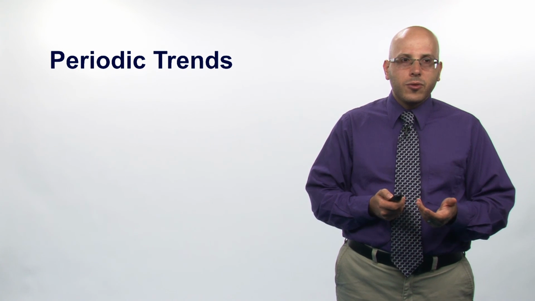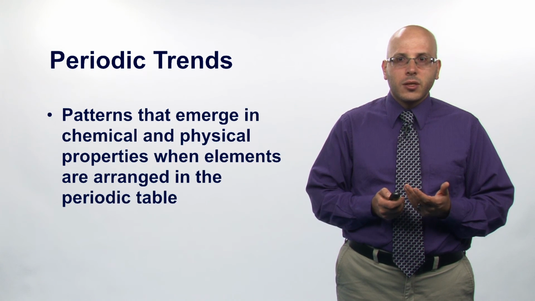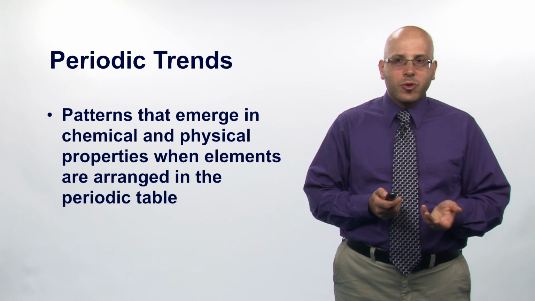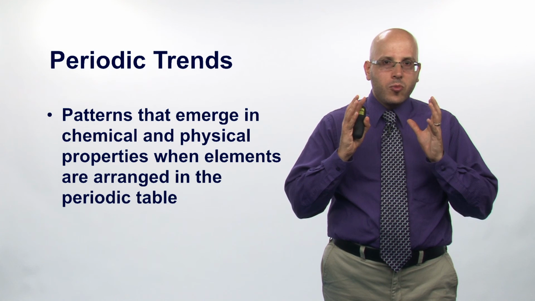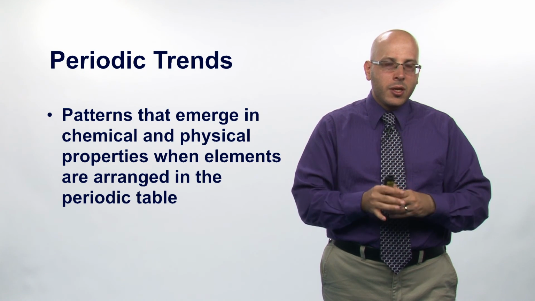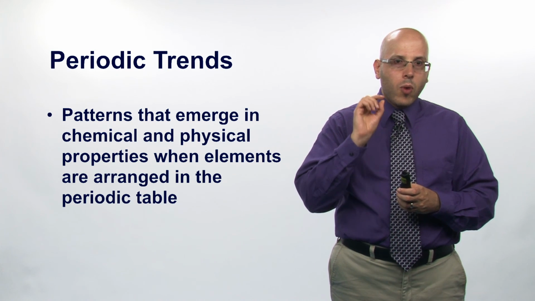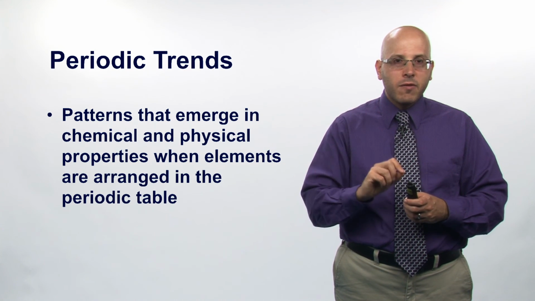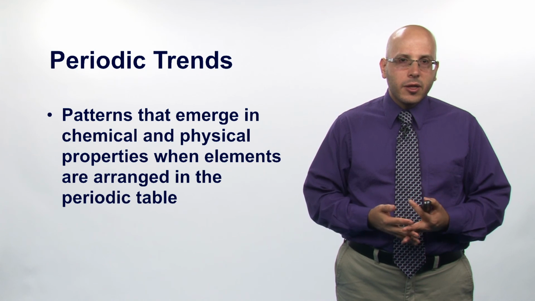Now that you know how to read the periodic table and judge where things are, let's talk about trends in the periodic table. So what is a periodic trend? A periodic trend is some kind of pattern that emerges. In other words, it would be nice if I could just look at the periodic table and predict how certain elements are going to behave based on where they are in the periodic table.